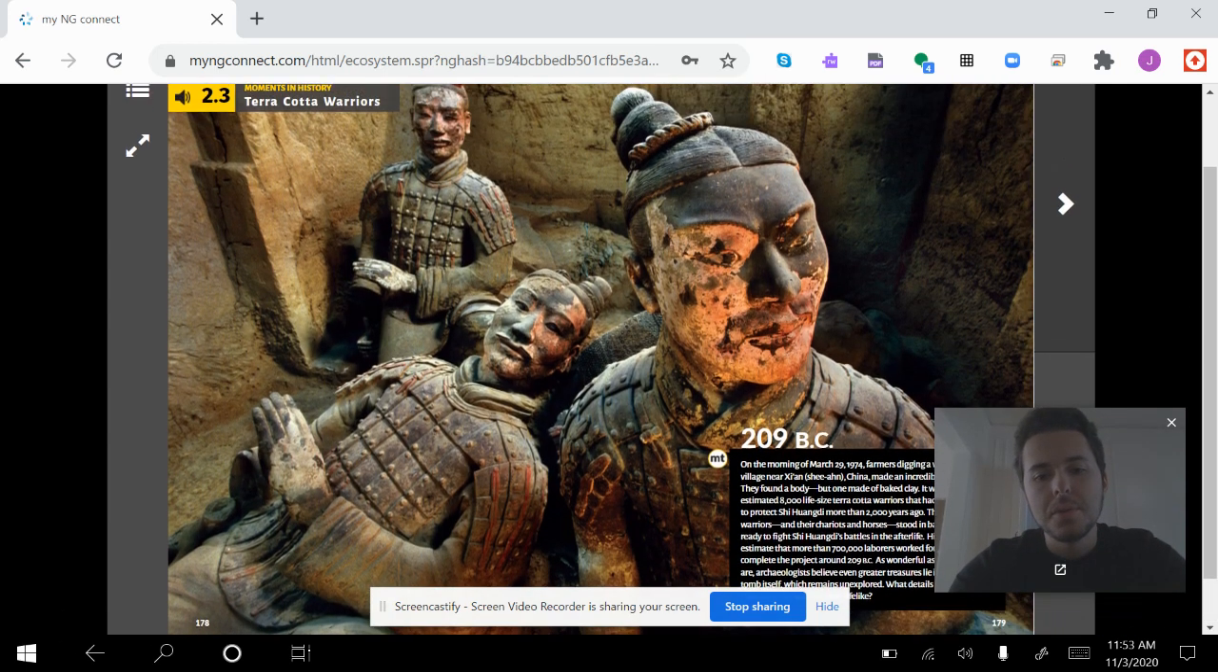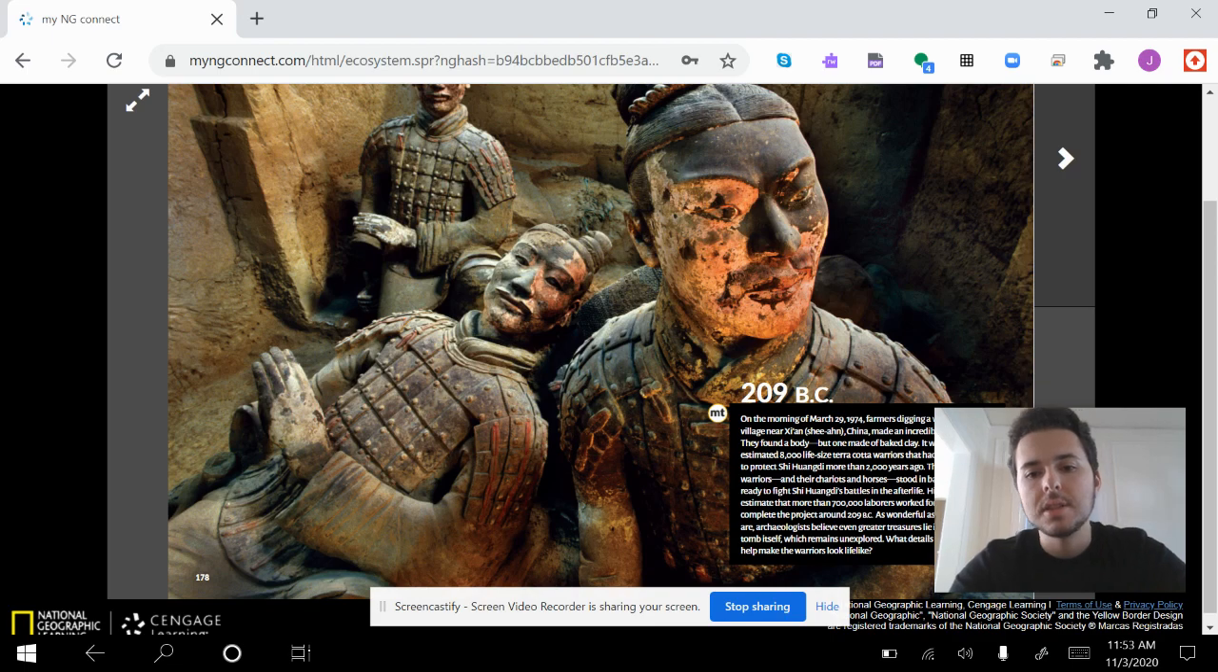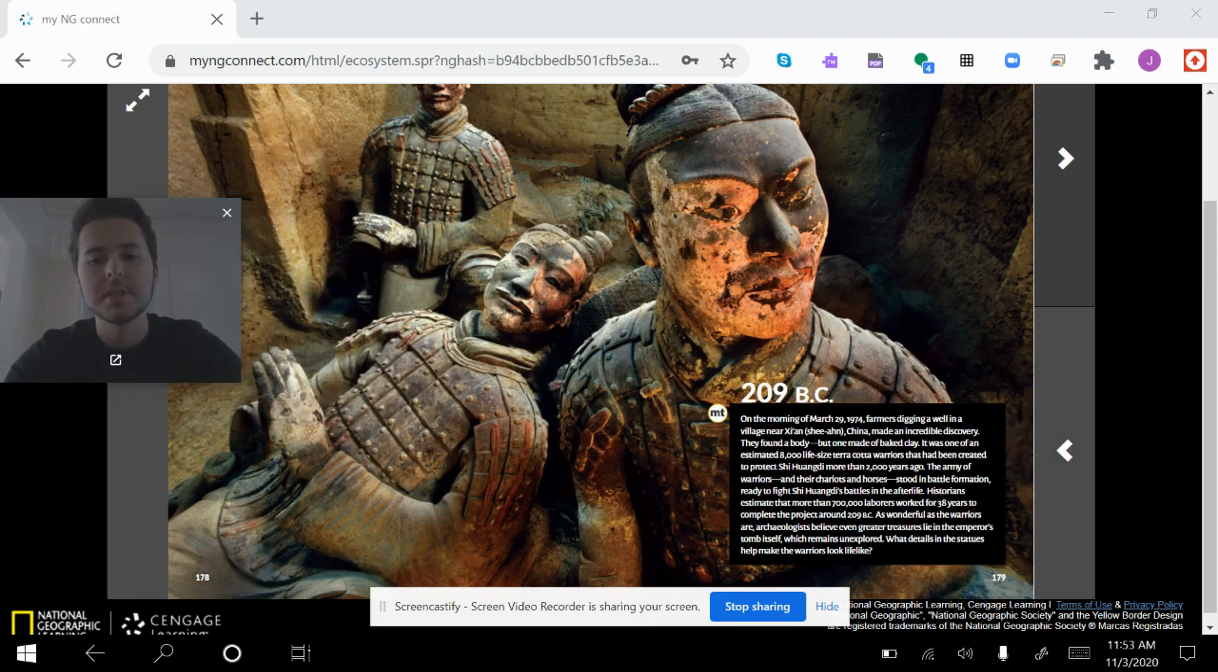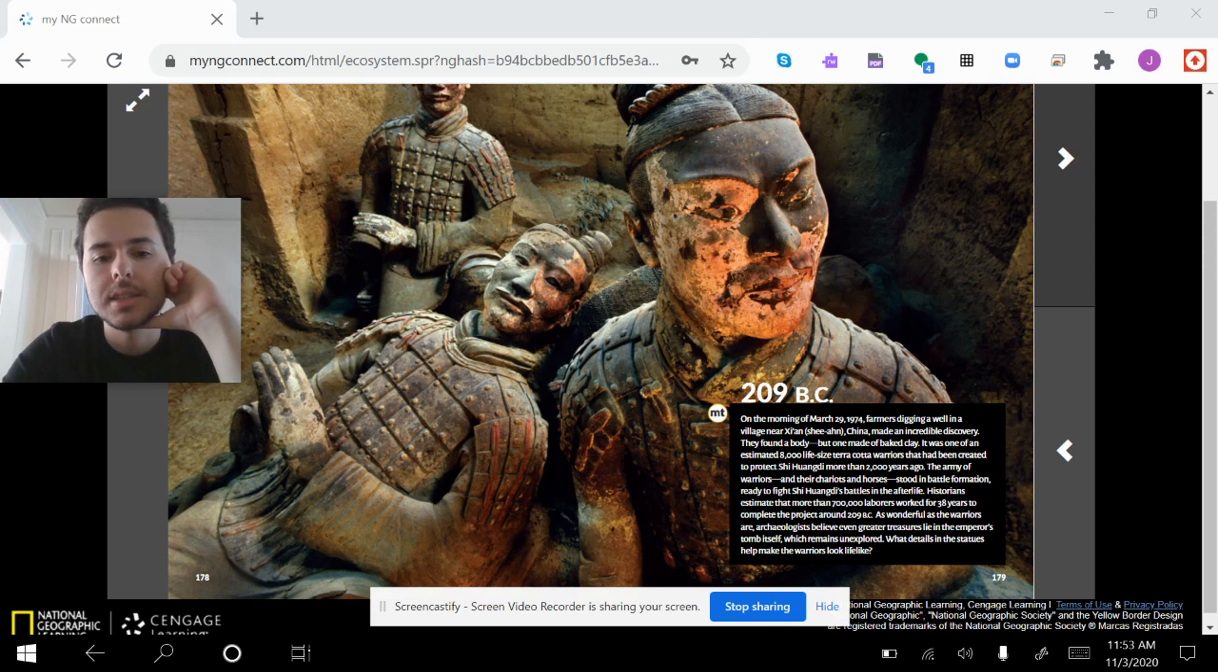We'll skip this. I'll just read our text box over here. It says, on the morning of March 29th, 1974, farmers digging a well in a village near Xi'an, China, made an incredible discovery. They found a body, but one made of baked clay. It was one of an estimated 8,000 life-size terracotta or clay warriors that had been created to protect Xuanyang more than 2,000 years ago. The army of warriors and their chariots and horses stood in battle formation, ready to fight the emperor's battle in the afterlife.